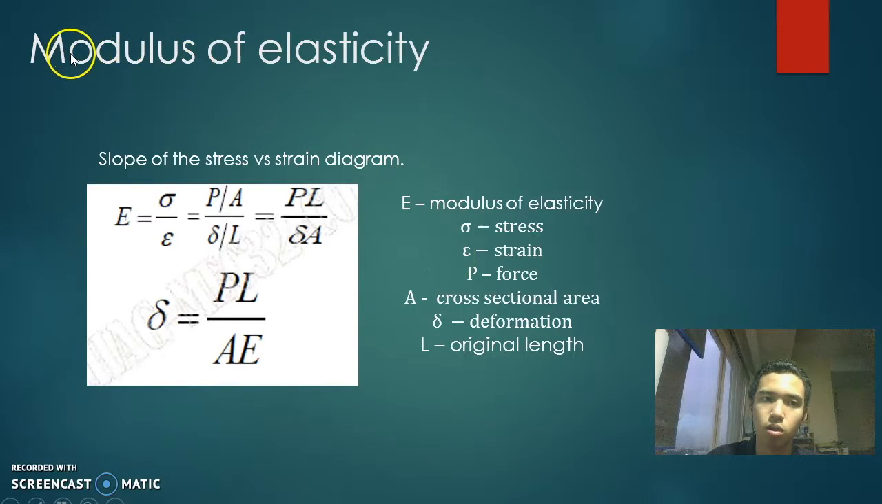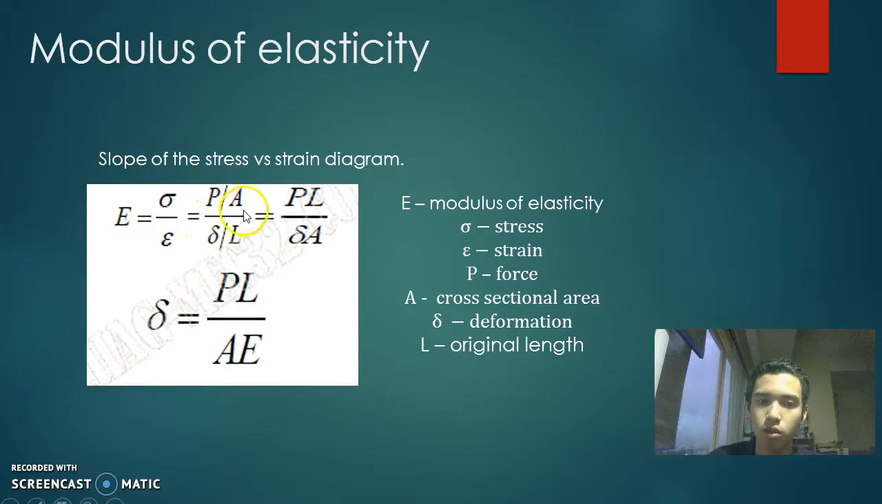The relationship of the two, stress and strain, is the modulus of elasticity. It is the slope of the stress versus strain diagram, where E is equal to sigma over epsilon, where E is the modulus of elasticity, sigma is the stress, and epsilon is the strain.